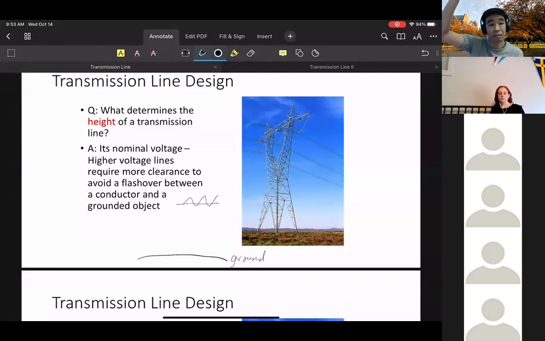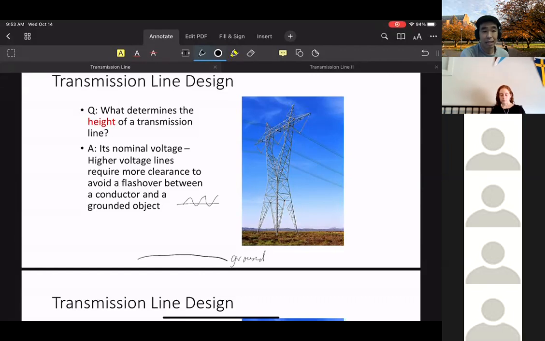So you need to separate them far enough such that it's not easy for the charge to jump. The clearance height is determined by the voltage. The higher the voltage, the more the charge tries to punch through, jumping from a very high voltage line to a neutral ground. So you want enough distance to separate them so that you don't create a lightning bolt between these two things. They don't flash over. This relates to another thing we see in practice. Does anybody know what the highest voltage line we have in the world is?